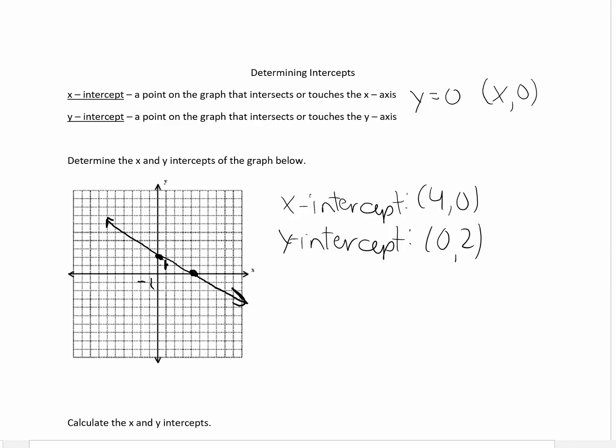Now, let's take a look at some points on the y-axis. Here, this is (0, 1), (0, 2), (0, 3), (0, 4). What do they all have in common? The x-coordinate is 0. So with the y-intercept, we know x is 0, and I can write it as an ordered pair (0, y).